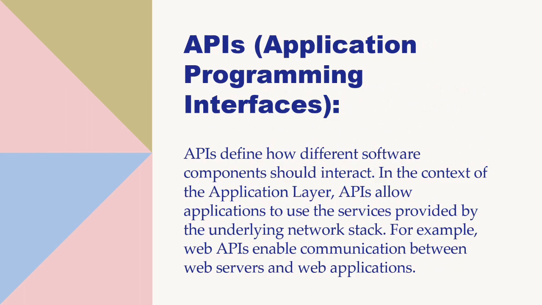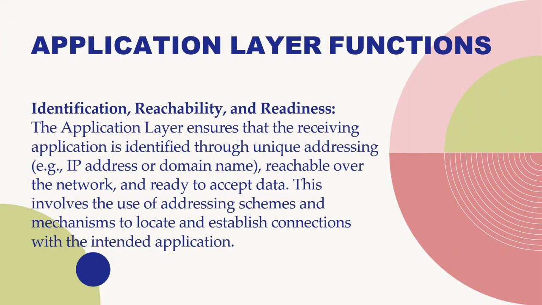APIs, Application Programming Interfaces. APIs define how different software components should interact. In the context of the application layer, APIs allow applications to use services provided by the underlying network stack. For example, web APIs enable communication between web servers and web applications. Now we will revise application layer functions.